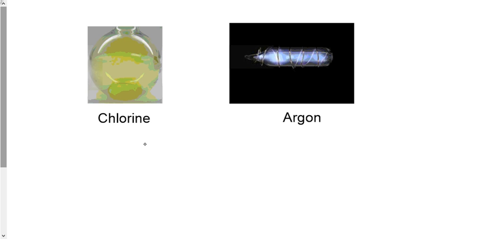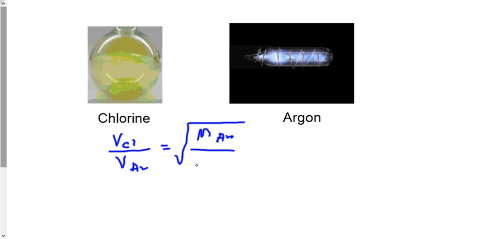What if I wanted to do the ratio of the velocity of chlorine molecules to argon atoms? I'm going to write that as the velocity of chlorine over the velocity of argon. That's going to equal the square root of the molar mass of argon divided by the molar mass of chlorine. Now chlorine, though, is a diatom, so I'm going to put a 2 here, and I'll put a 2 here also. We've got to get their molar masses from the periodic table, and make sure we do 2 chlorines, because it's diatomic.